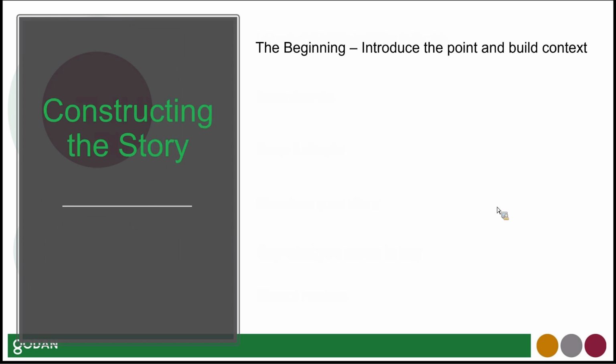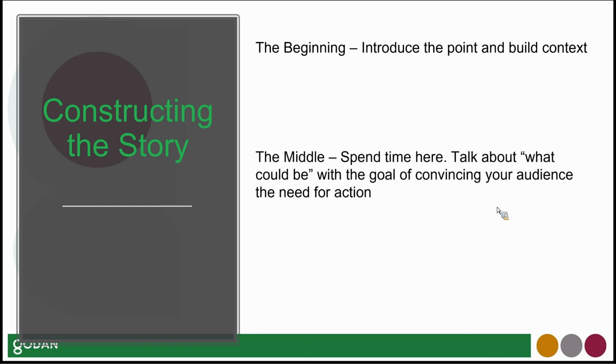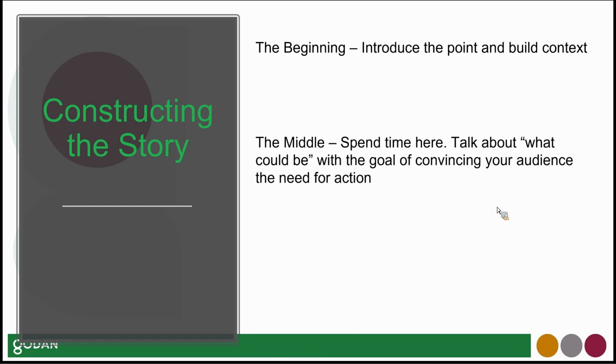When you're constructing the story, we have to focus on three major parts. The first part is the beginning. Here you introduce the point and build the context. This is where you clearly say what the story is about. Then we have the middle part. This is where you spend most of your effort. Here you talk about what could be, by use of the data, the evidence that we have, with the goal of convincing.